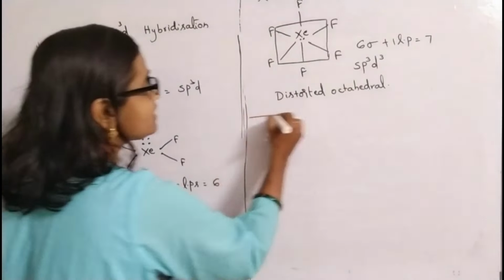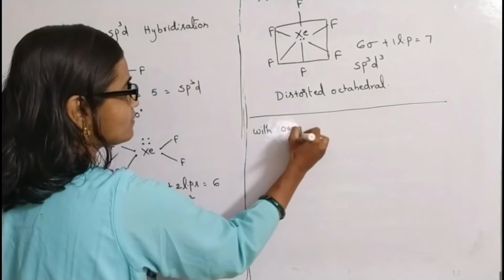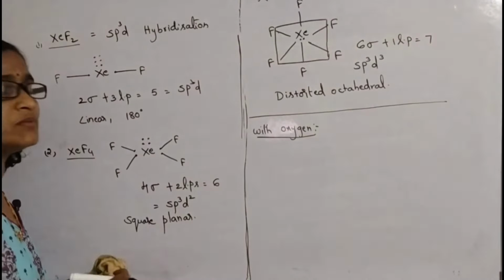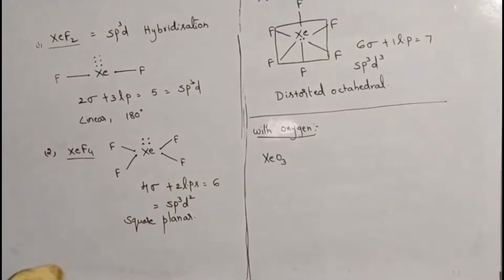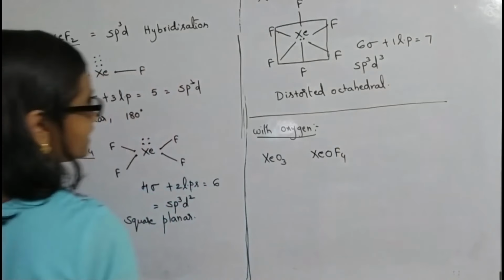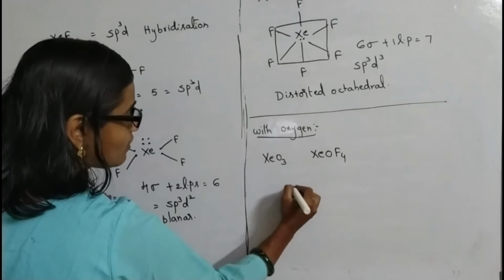Same like that, xenon can form compounds with oxygen also. So what are the compounds formed with xenon with oxygen? XeO3 is there, xenon trioxide, and XeOF4, xenon oxytetrafluoride. So if you go for xenon trioxide, xenon is having what?